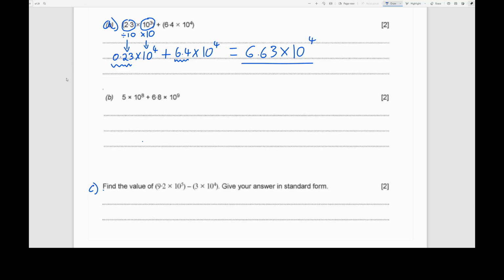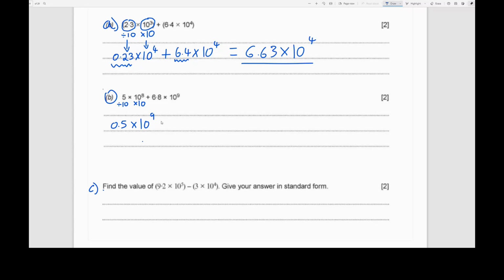Has anyone got an answer for B? So 5 times 10 to the 8 plus 6.8 times 10 to the 9? Or has anyone got an idea of what we could do? Yeah, brilliant. Well done, Ethan. That's really good. So we would times 10 to the 8 by 10 and then divide the 5 by 10. Because that would give you 0.5 times 10 to the 9.